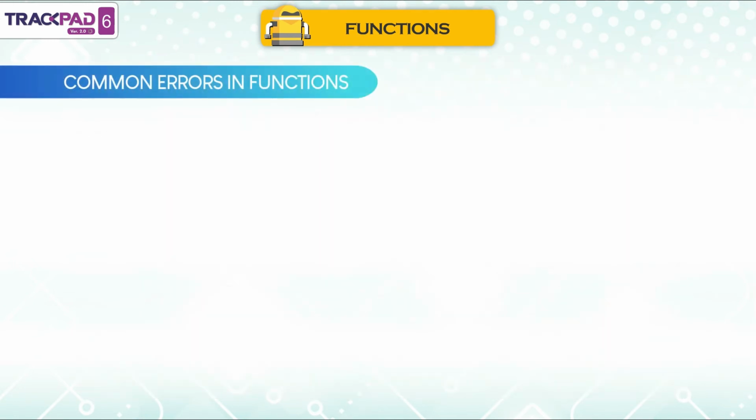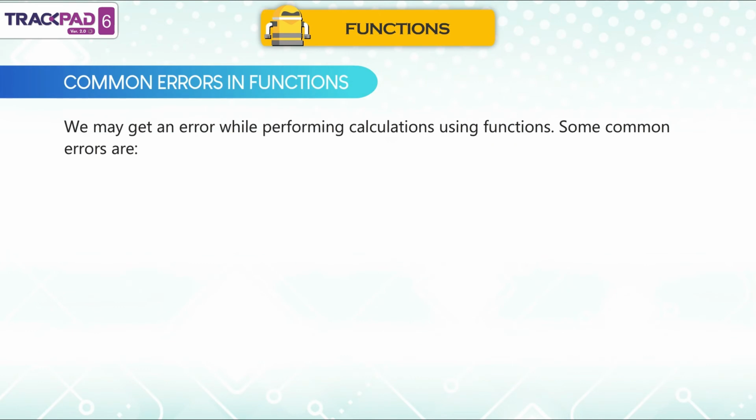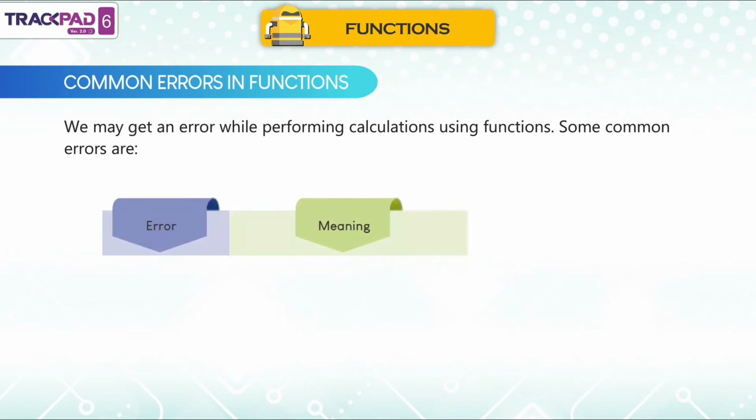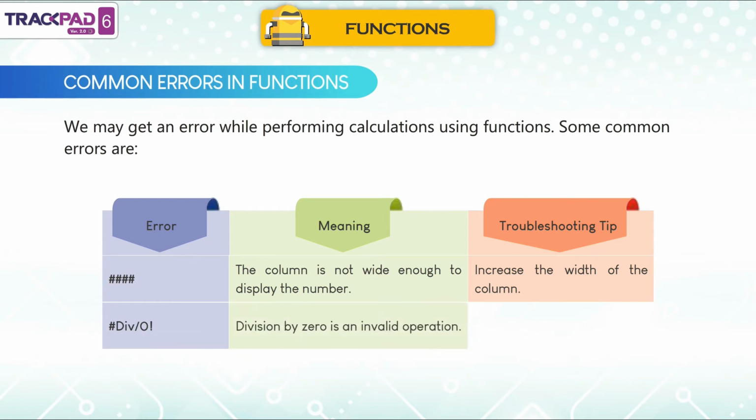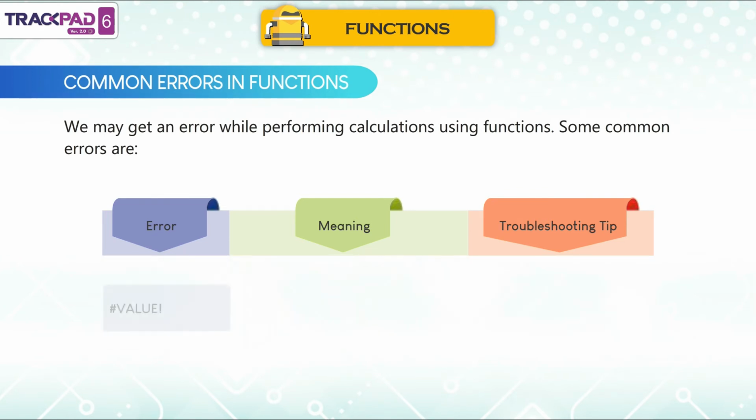Common errors in functions. We may get an error while performing calculations using functions. Some common errors are listed with their meaning and troubleshooting tip. ####: the column is not wide enough to display the number. Increase the width of the column. #DIV/0!: division by 0 is an invalid operation. Change the divisor to a non-zero value.